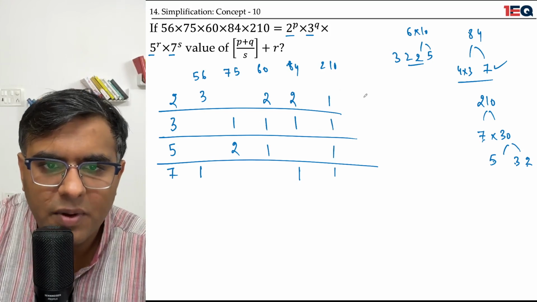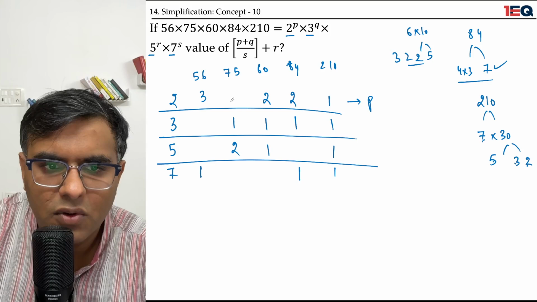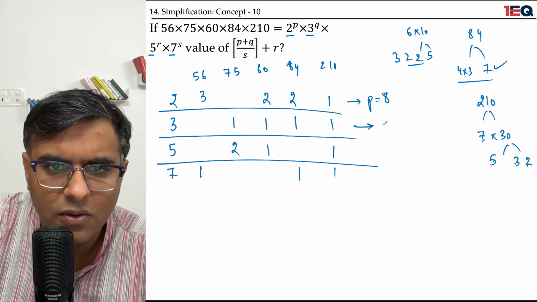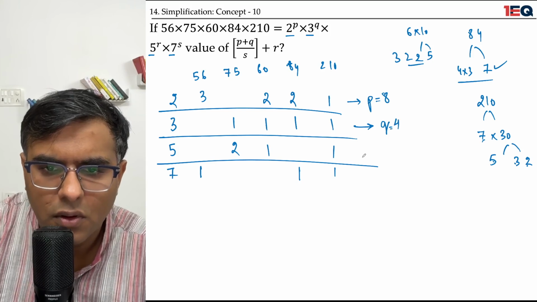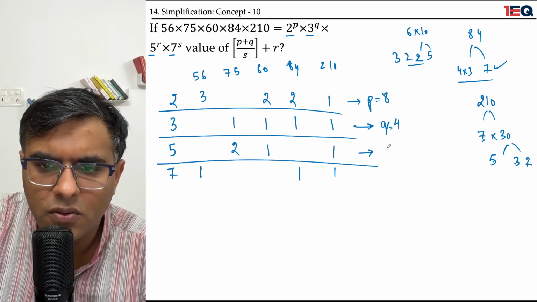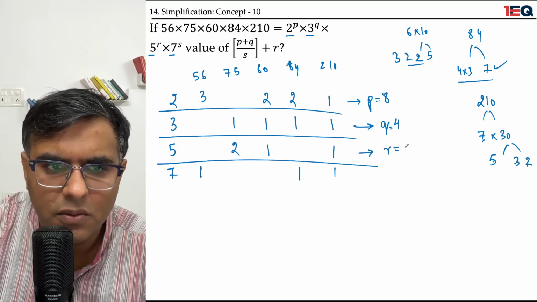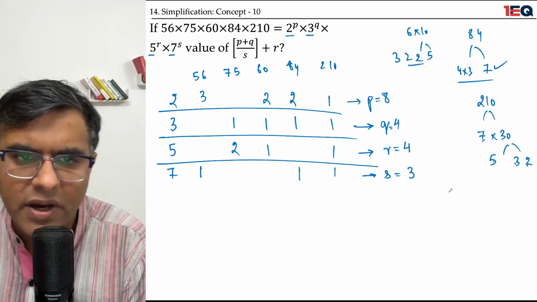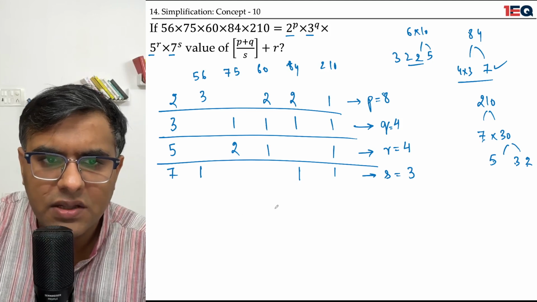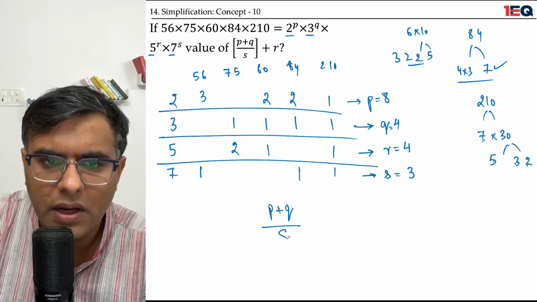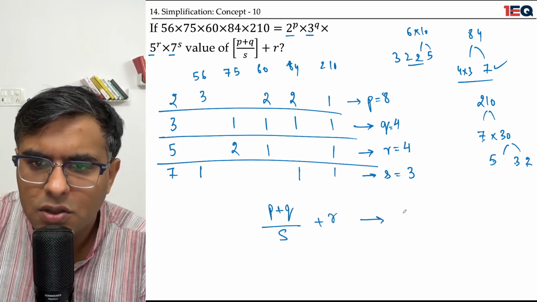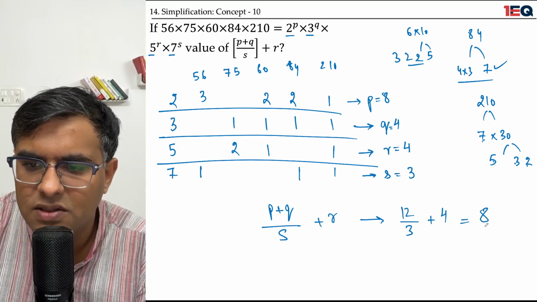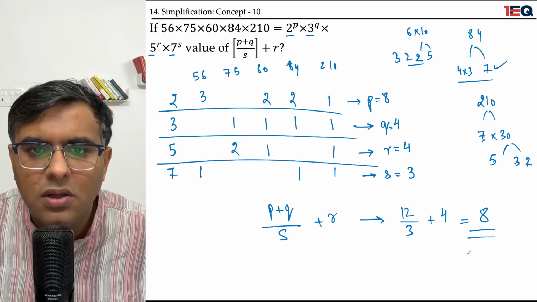Okay. I'll be adding all of them up. So the value of P would come down to 8. The value of Q would be equal to 4. The value of R would be equal to 4, and the value of S would be equal to 3. So we have PQRS with us. The operation that needs to be applied is P plus Q whole upon S plus R. Okay. So P plus Q is 12. 12 upon S, which is 3, plus R, which is 4. 3 4s are 12, and my final answer would be 8. Okay. So this is what we have to do.